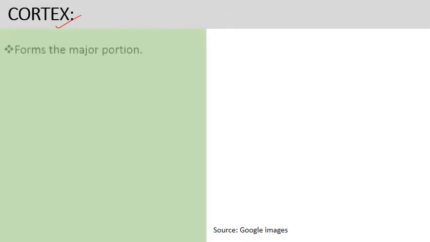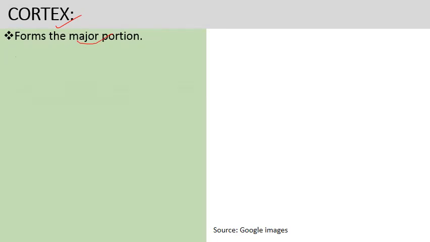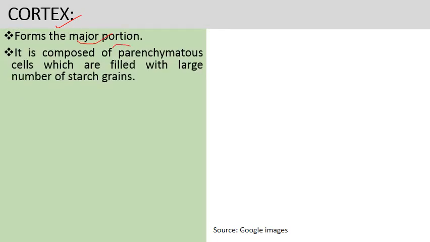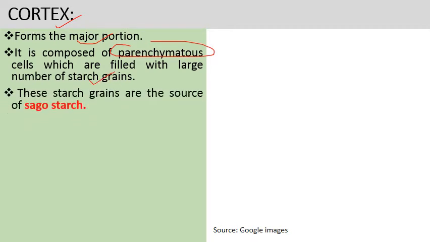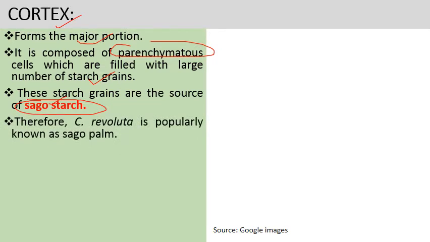The cortex of the Cycas stem is a broad zone made up of parenchyma cells. It forms the major portion of the stem. These parenchyma cells are filled with a large number of starch grains and mucilage substance. These starch grains are the source of sago starch. Due to the presence of large numbers of these starch grains, Cycas revoluta is popularly known as sago palm, because it is the source of sago.